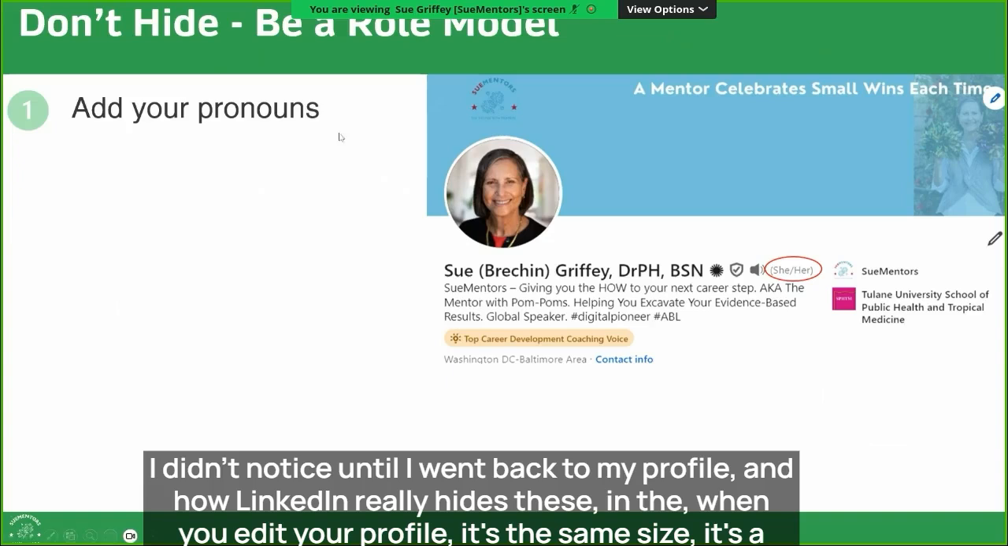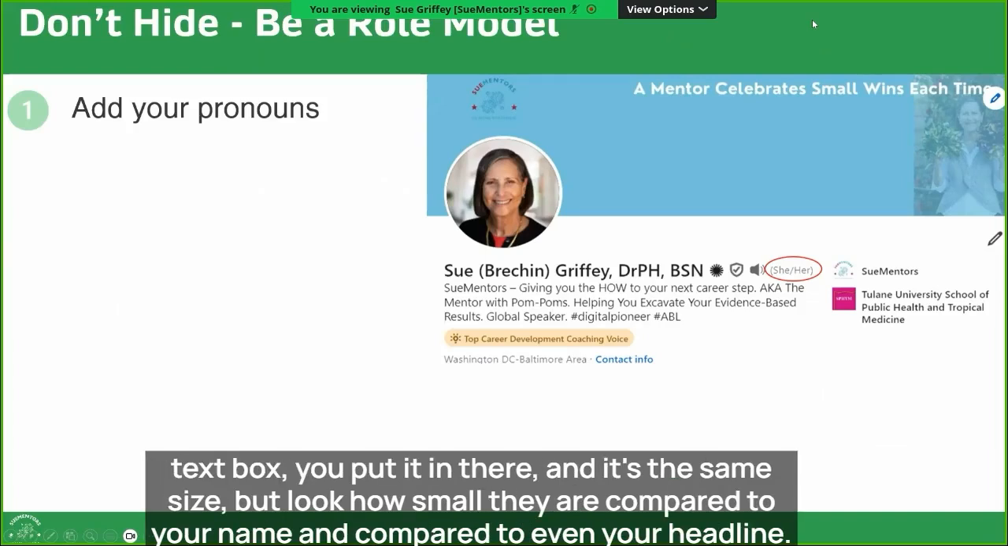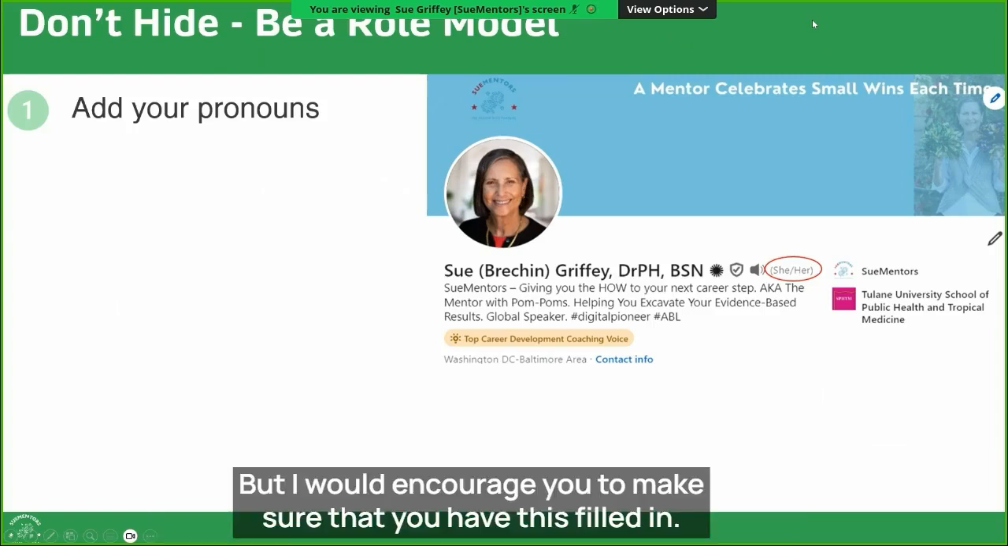I didn't notice until I went back to my profile how LinkedIn really hides it when you edit your profile. It's the same size, a text box. You put it in there and it's the same size. But look how small the pronouns are compared to your name and even your headline. I would encourage you to make sure that you have this filled in.